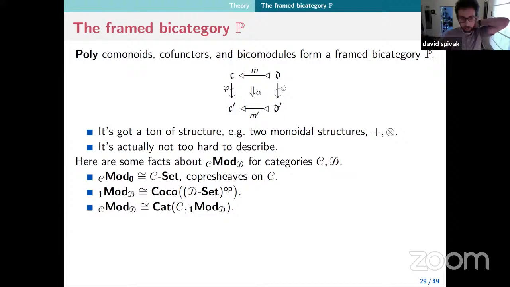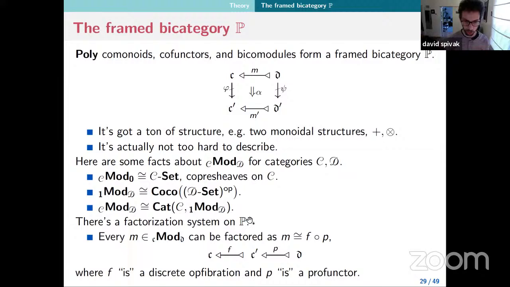There's a nice factorization system on P. Every CD bimodule can be factored as a discrete opfibration followed by, or I guess in a profunctor direction, a profunctor followed by a discrete opfibration. Okay, so that's a typical thing to want to do.